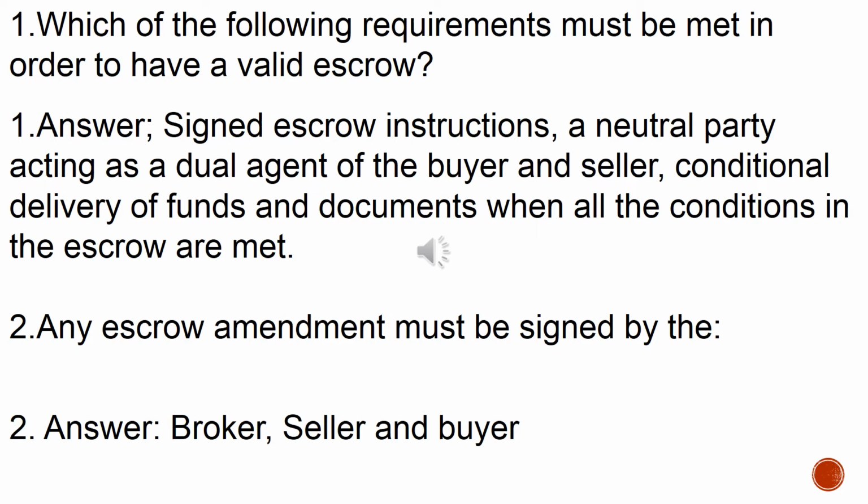Question number 1. Which of the following requirements must be met in order to have a valid escrow? Answer, signed escrow instructions, a neutral party acting as a dual agent of the buyer and seller, conditional delivery of funds and documents when all of the conditions in escrow are met. Question number 2. Any escrow amendment must be signed by the? Answer, broker, seller, and buyer.